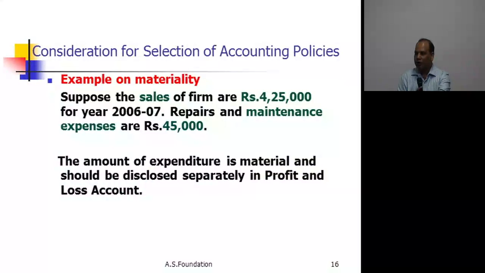Payment made to auditors will be shown separately. Even if you have paid 1,000 rupees and company's turnover is 1 crore rupees, even 1,000 payment made to auditors is to be shown separately. Depreciation and amortization is shown separately. So some items are specifically asked to be shown separately.